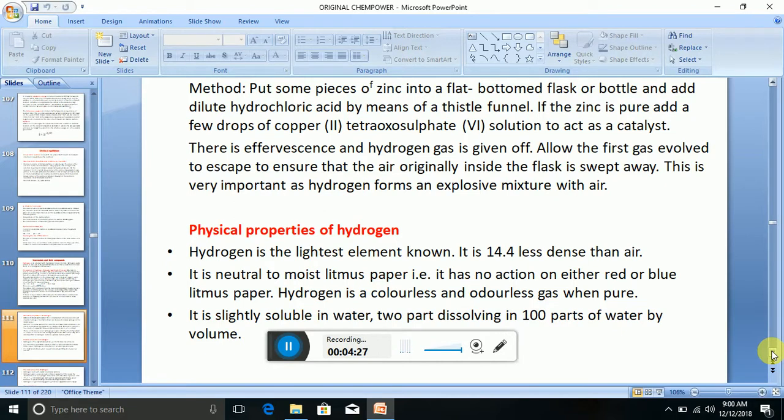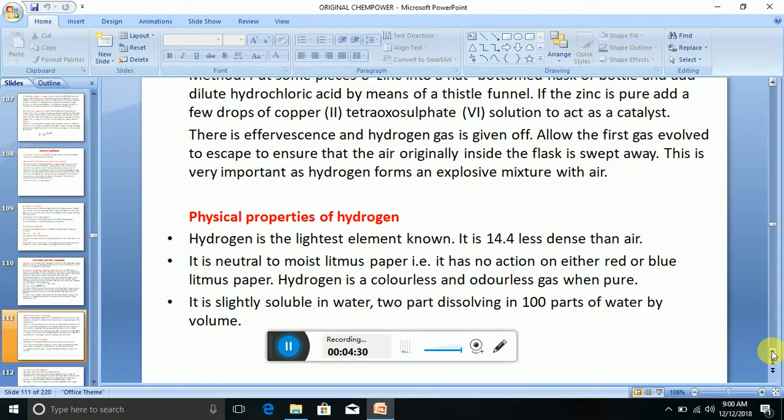Physical properties of hydrogen. Hydrogen is the lightest element known. It is 14.4 times less dense than air. It is neutral to moist litmus paper. It has no action on either red or blue litmus paper. Hydrogen is a colorless and odorless gas when pure. It is slightly soluble in water, 2 parts dissolving in 100 parts of water by volume.